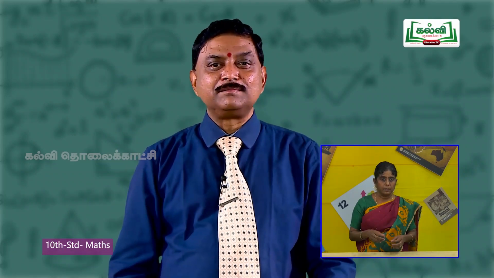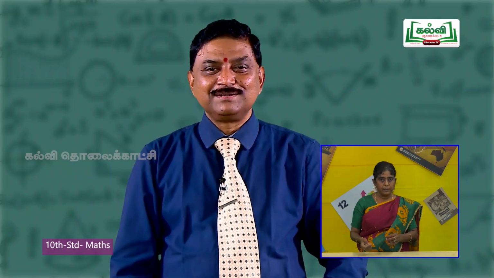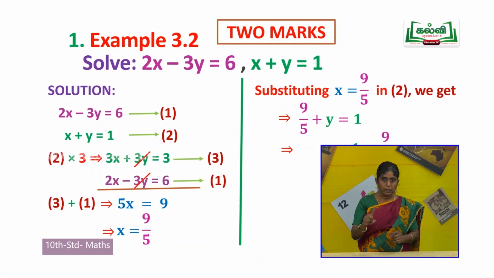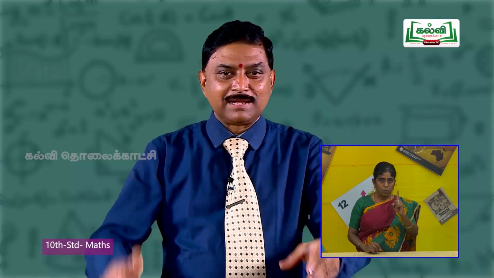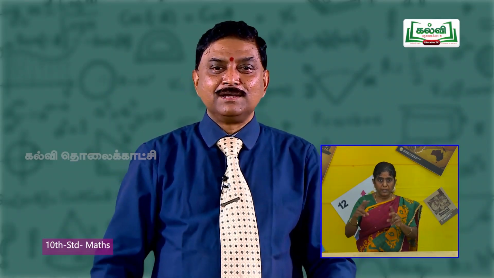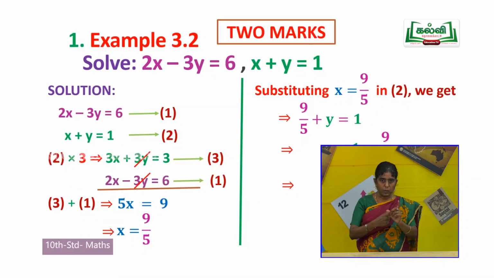As you learned previously that 9 by 5 is taken to the right side, I have to follow that. So let us take y equal to 1 minus 9 by 5. Now you know how to simplify 1 minus 9 by 5. 1 is a whole number, 9 by 5 is an improper fraction. You learned how to simplify it even in the lower classes. So 5 into 1 becomes 5, minus 9, divided by 5. That 5 minus 9 is minus 4. So you got minus 4 by 5. That is the value of y.